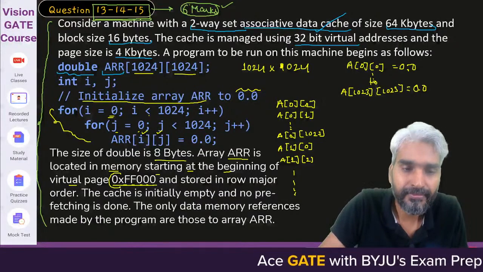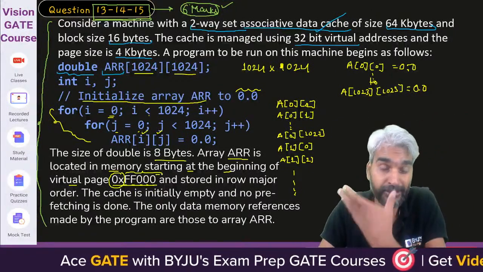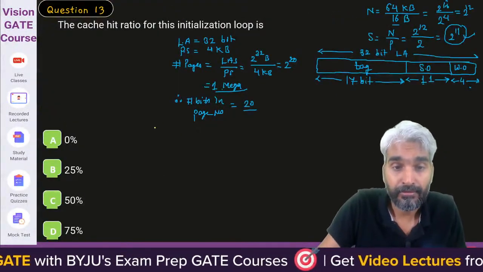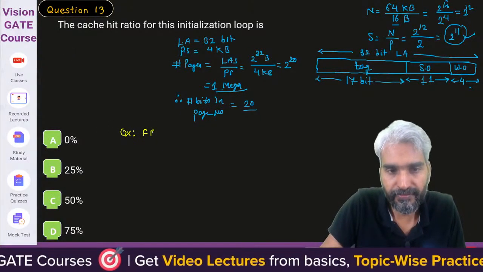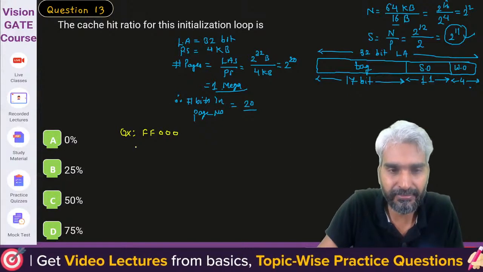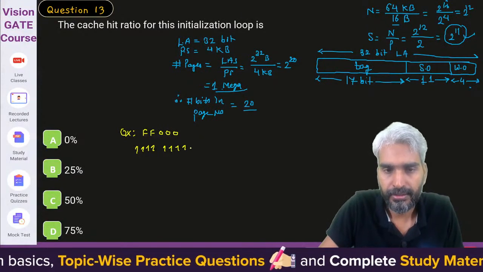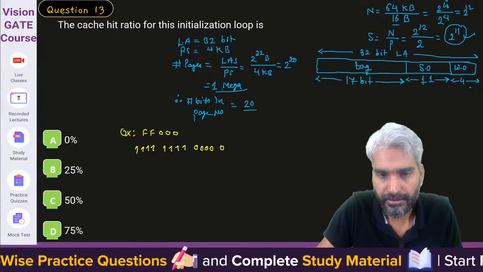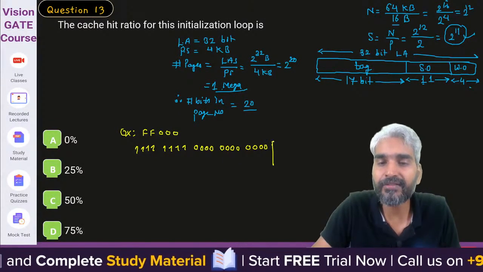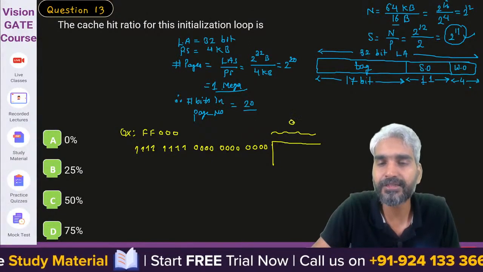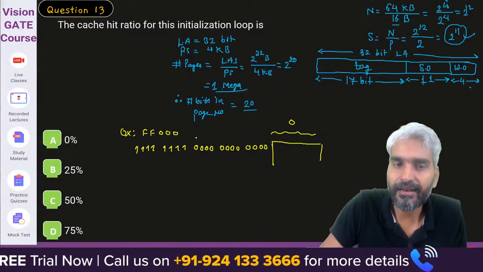It is in hexadecimal. These are the 20 bits of your page number. So what is hexadecimal? F is 1111, then 1111, and the remaining are 0000, 0000, 0000. Starting at the beginning of that particular page means the remaining bits are 0. So the very first cell of this page will be 00.